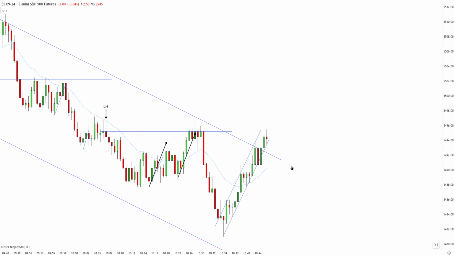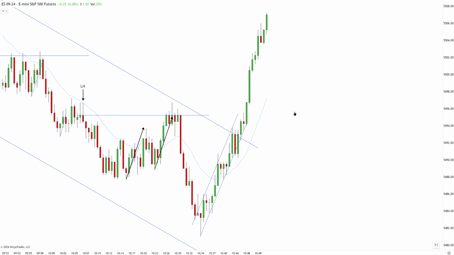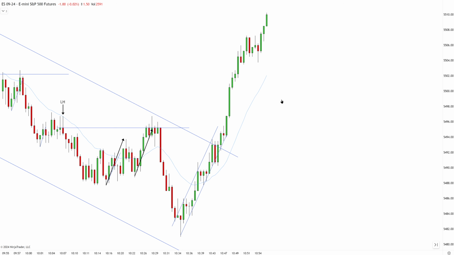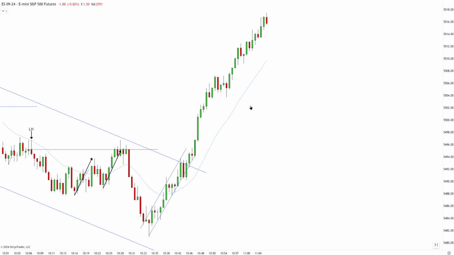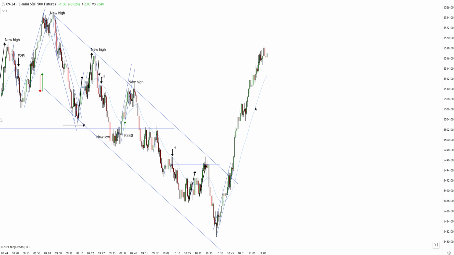I need to see some push below EMA if I want to sell. This is an inside bar, so you cannot sell anyway. And prices are now completely reversing all the way up. So what I have to do now is, you can see, complete reversal to the upside. So what I'm going to do, I'm going to zoom out.